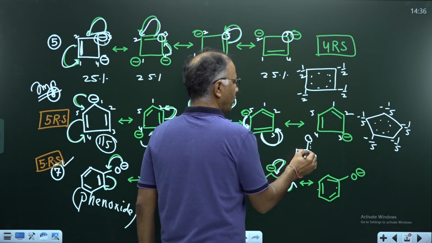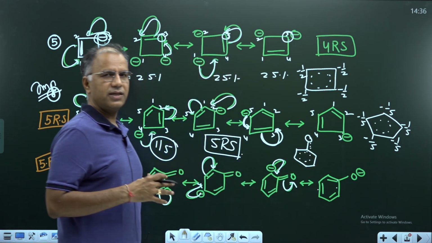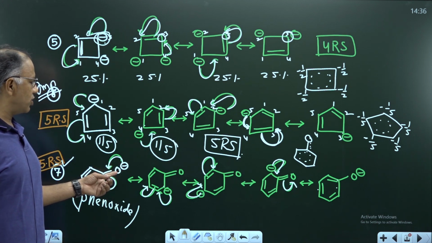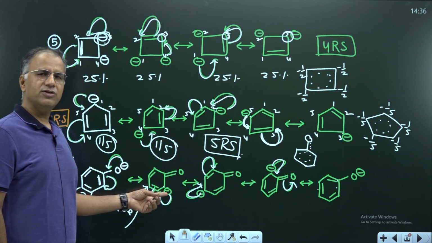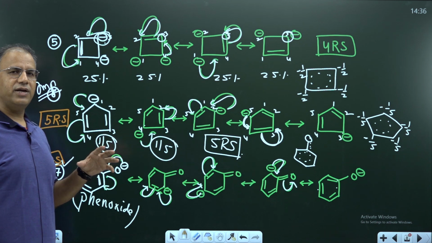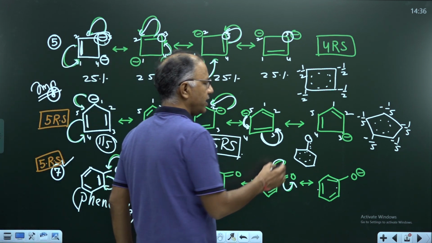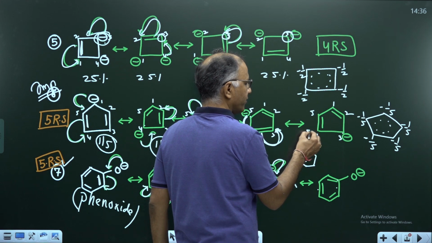Are all the resonating structures of equal stability? They are not of equal stability, because in some RS the negative charge is on oxygen, in some RS the negative charge is on carbon. This means the resonating structures are of different stability. Now, if the RS are of different stability, then how do we draw the hybrid?